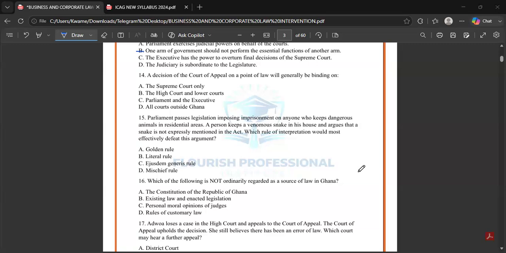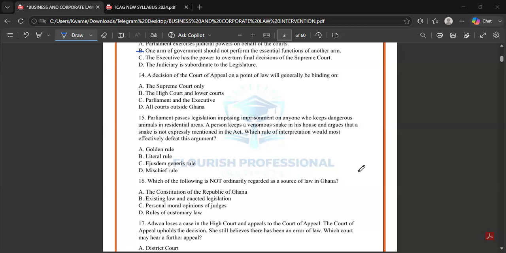I go for mischief rule, because of the intention. Because the word dangerous means the snake is venomous, so it's also dangerous. Exactly. So over here, you may be tempted to go for the ejusdem because the person argues that the snake is not expressly mentioned in the act.